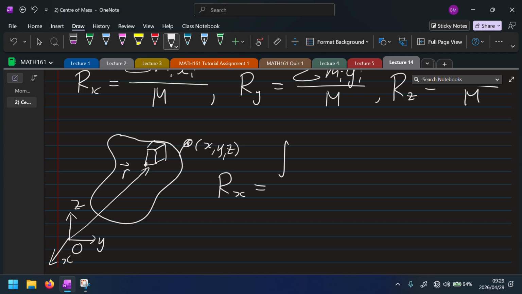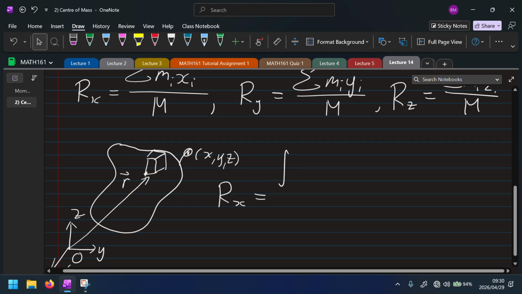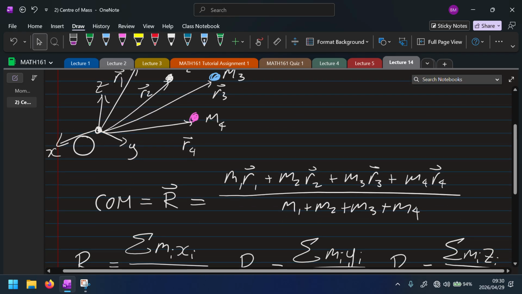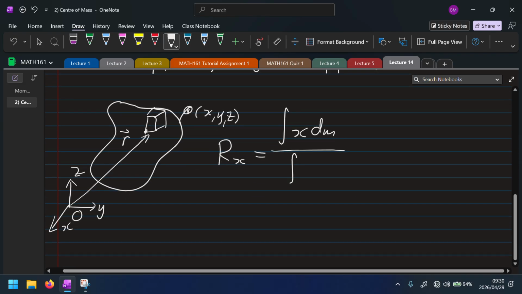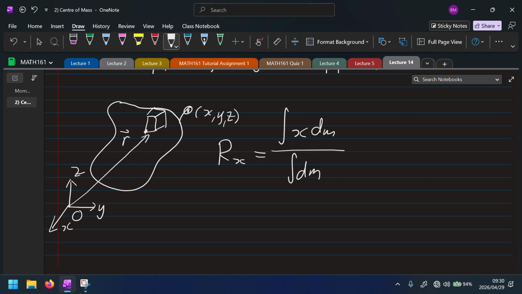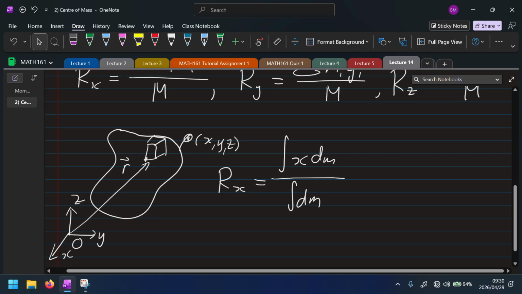So it's going to be the integral. Instead of x_i m_i, it will be x dm, the little mass piece. And then at the bottom, instead of the sum m1, m2, m3, m4, it's the integral of the little mass pieces. Everyone see how we went from the sum to the integral? Very clear. Now this bottom part here, the integral of dm, that's just the total mass M. Very easy.